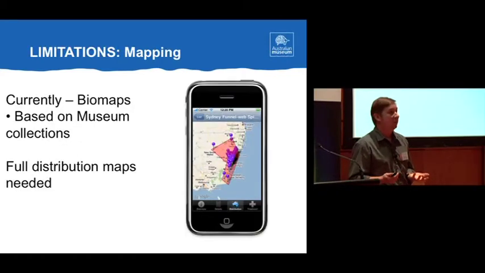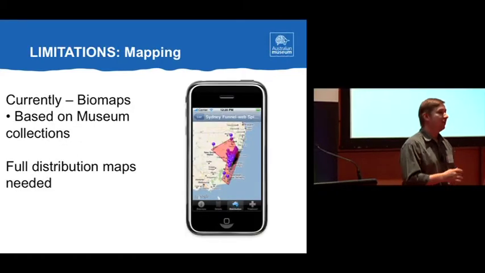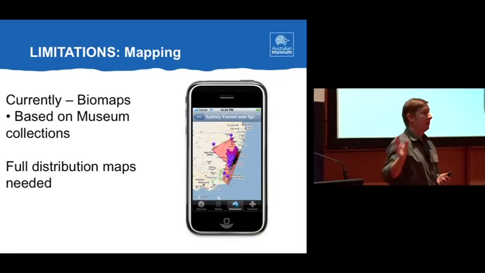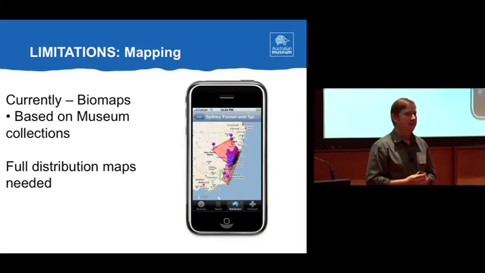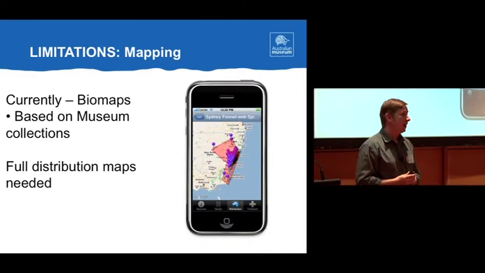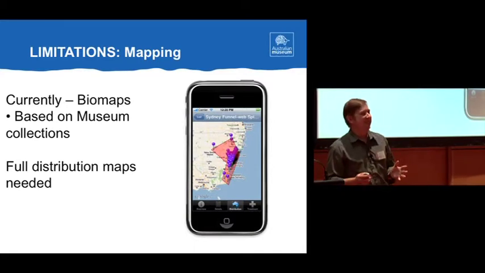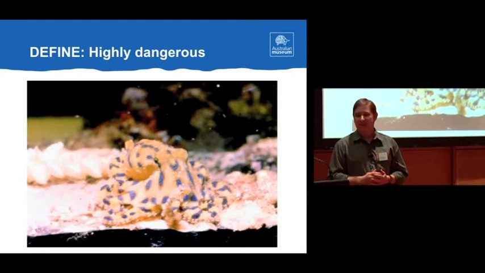Basing it on biomaps is a great start, but because it's limited to collection data, it's not giving you a true picture of where the animals live. There's some really interesting problems with that. Biomaps, for example, indicates that animals nearly always live near a road, because that's where they get collected. It's incomplete, so we need to do some more work on the mapping.